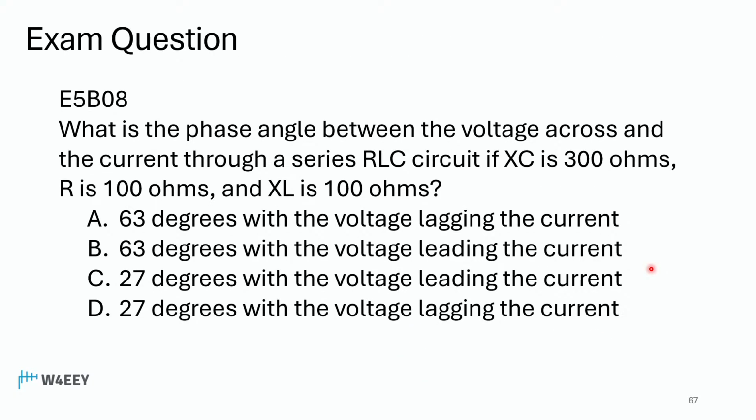Here's another one, and we won't actually go through and calculate this one because it works exactly the same. You have to ask the same questions. Which one is dominant? X sub C is 300 ohms. X sub L is 100, so X sub C is going to be dominant again. It's going to wind up being 200 ohms, negative, and we plug it into our calculator the same way.